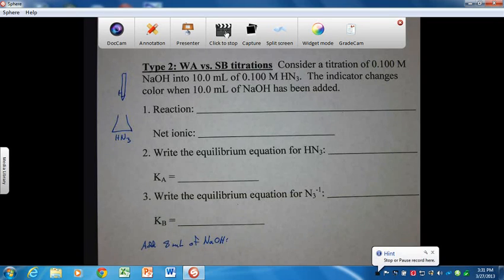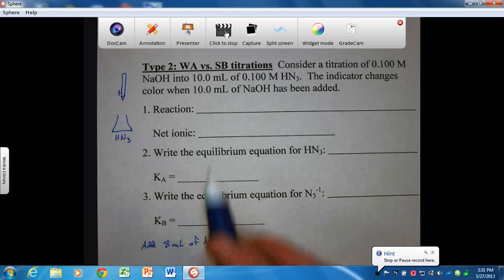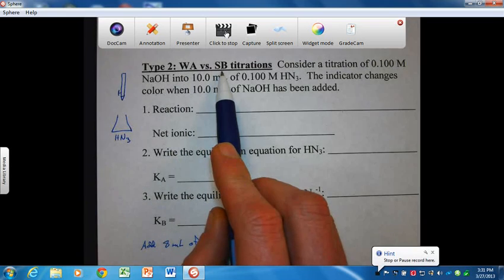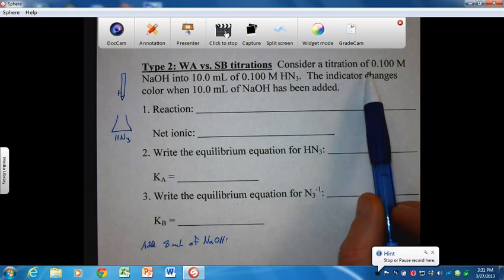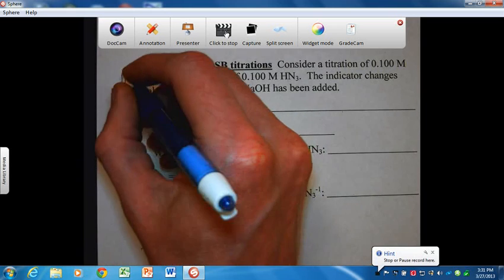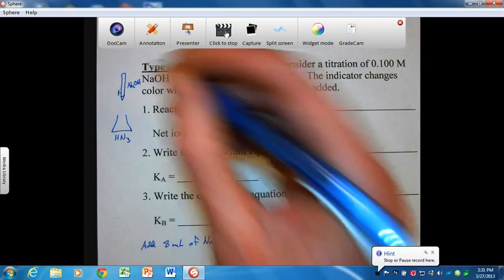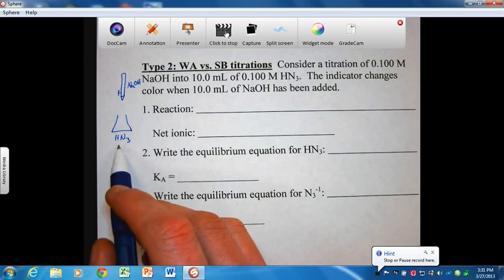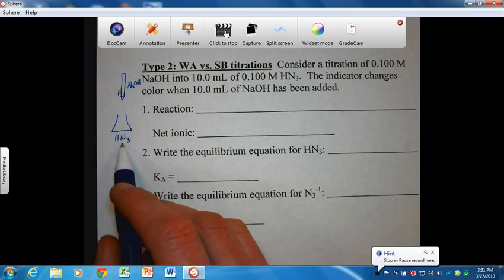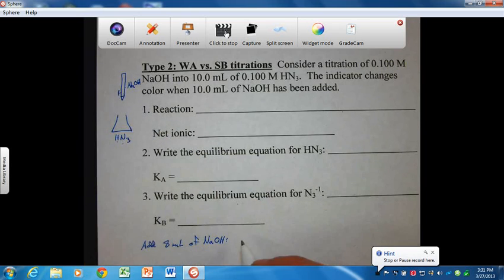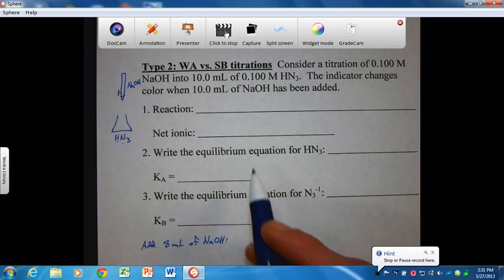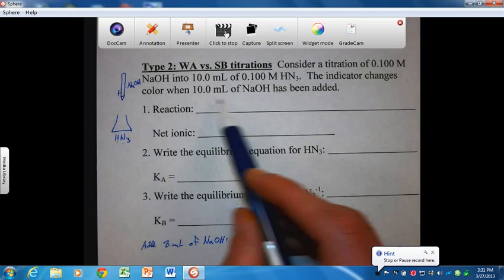This is one of the most difficult things we do in AP chemistry, the titration between a weak acid and a strong base. I worked this problem out in class. I'm going to work it out again. We're going to consider the titration of 0.1 molar sodium hydroxide, that'll be in our burette, into 0.1 molar hydrazoic acid, that'll be here. The indicator changes color when 10 milliliters of the sodium hydroxide have been added. So that tells us right away that the end point is when the indicator changes color.